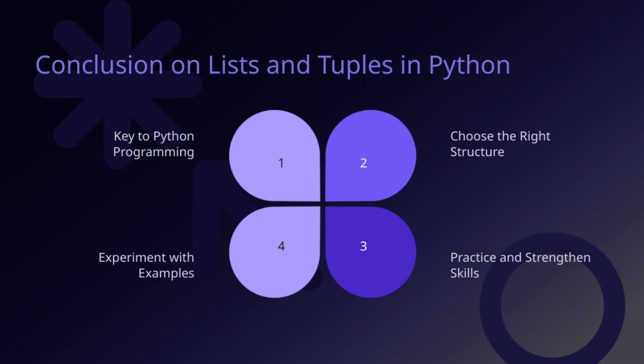We've seen that lists and tuples are fundamental building blocks in Python, and mastering their differences and uses is crucial. Whether you're working with mutable lists or immutable tuples, knowing when and how to use each will make your code more efficient and reliable. So the main takeaway here is to keep practicing, experiment often, and choose the right structure for the task at hand. That's how you will truly strengthen your skills and become more confident in Python.